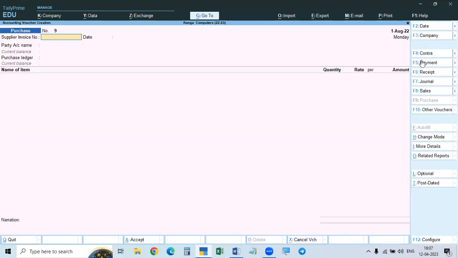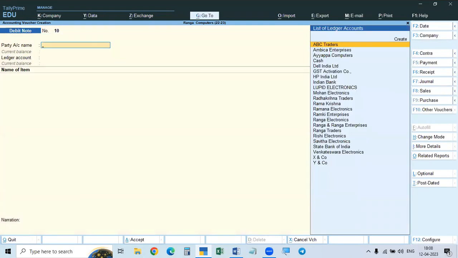Or see, F5 is there. At the end there is an arrow. You can click that also. You can see debit note, F5, Alt F5. F5 is debit, Alt F5 is debit note. So here, instead of that, you have to click this, or simply type Alt F5. Yeah, so debit note.